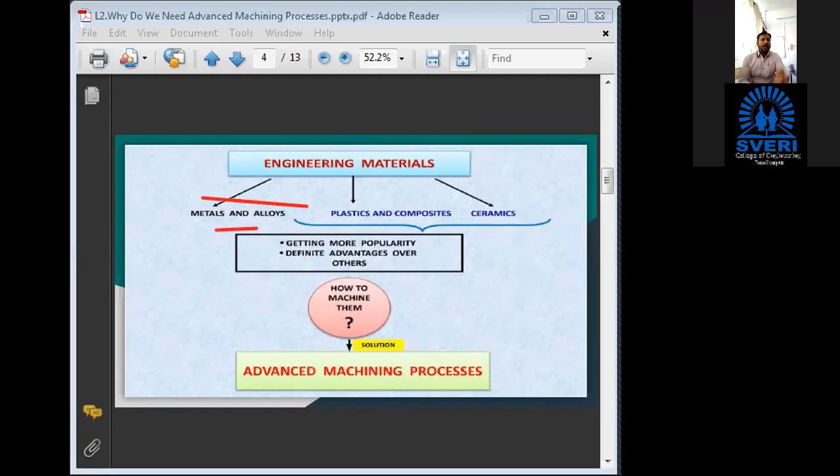And after research and study, researchers found the solution, and that solution is known as the advanced machining process.